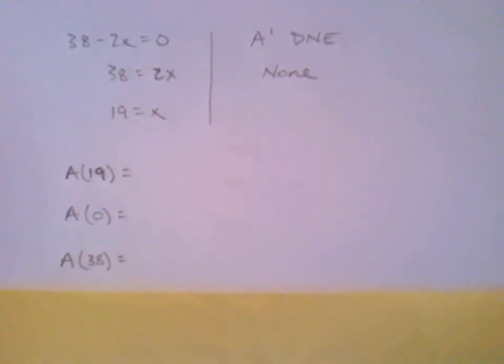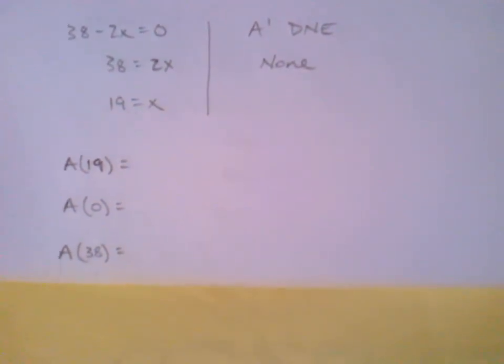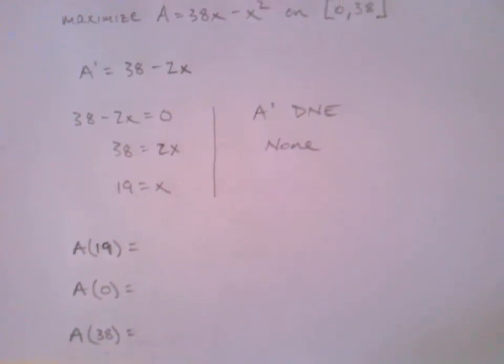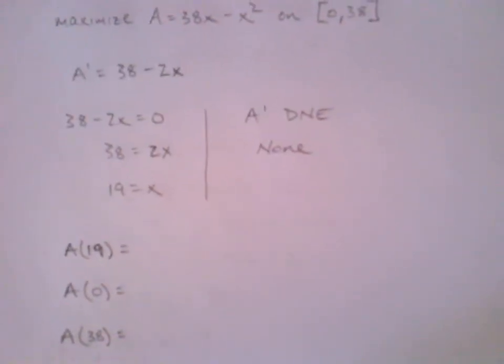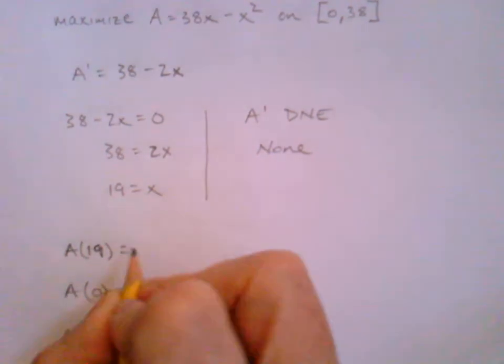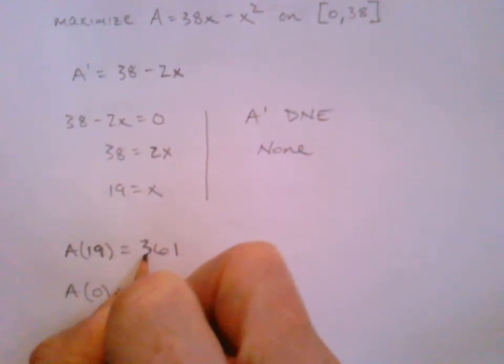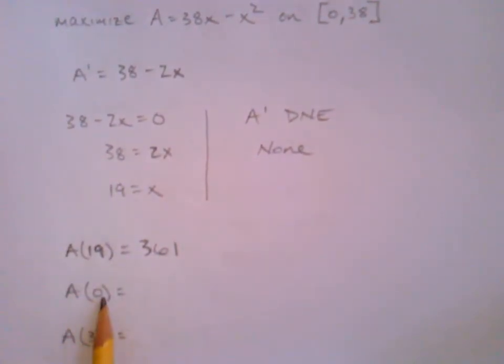So I've got that here. And I'm going to go ahead and let's keep A. Actually, that's not A. Oh, man, can I fit it all? All right, let's keep it all on the screen. So 19, haven't done this part yet. 38 times 19 minus 19 squared. I got 361. A equals 0. Well, plugging 0 in is going to be 0.